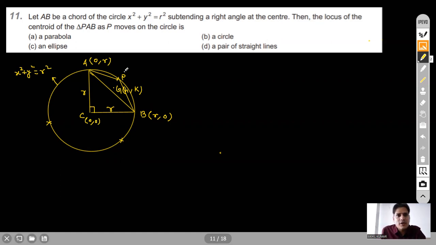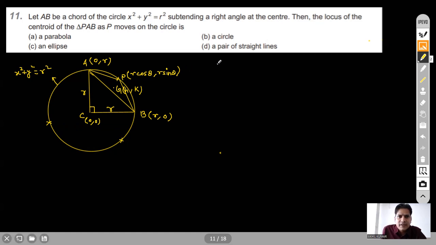And what will be the coordinates of P? What will be the coordinates of P? In parametric form, we can write the coordinates of P as (r cos theta, r sin theta). Hope you all are aware of this. If I join this point P with the center, it will be equal to the radius, and if that radius makes an angle theta with the positive x-axis, we can write the coordinates of point P in parametric form as (r cos theta, r sin theta).